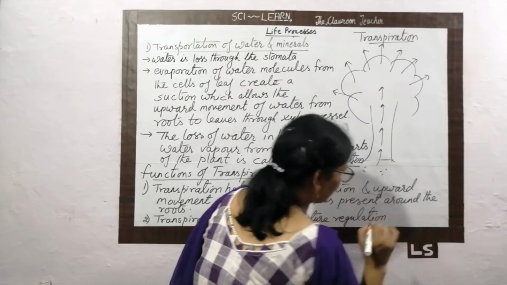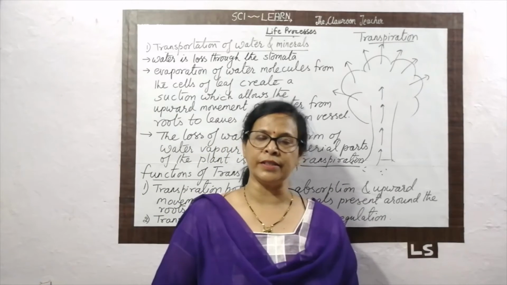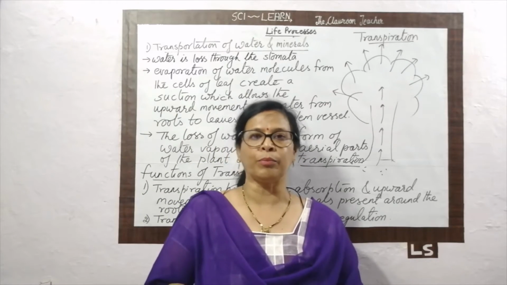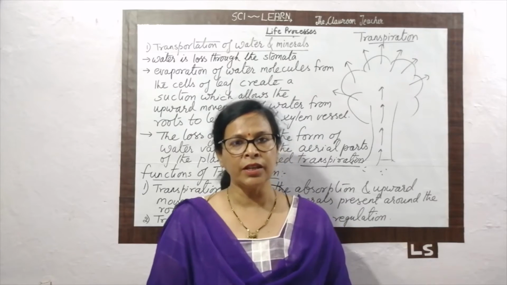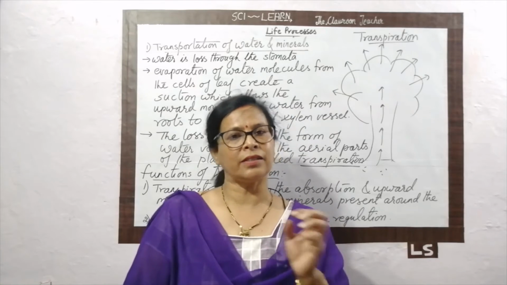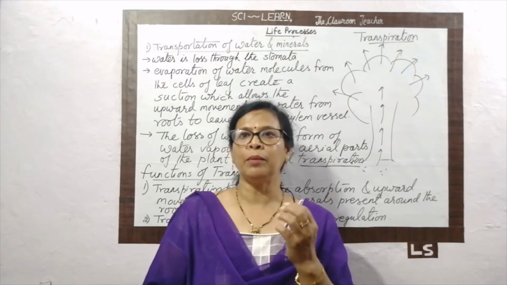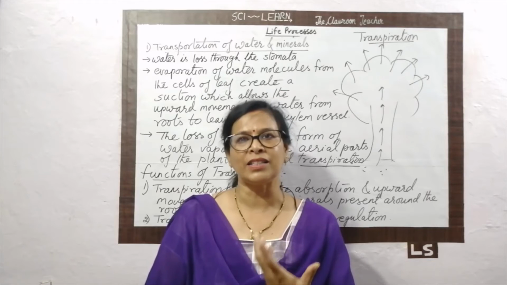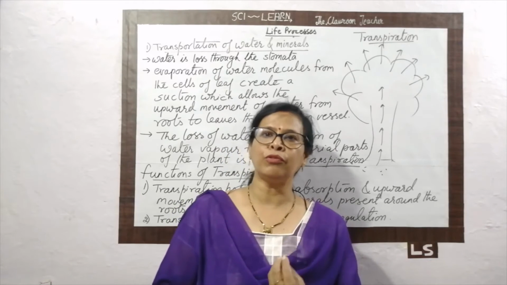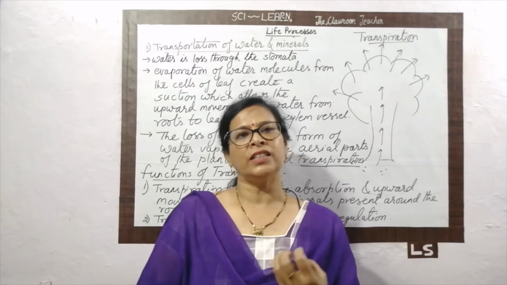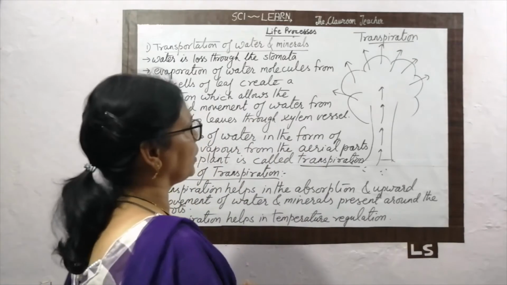What is transpiration? Transpiration is the process of loss of water in the form of water vapor from the aerial part of the plant. Or it is the process by which the water and minerals are circulated in the plant. It creates a pulling force, and that pulling force is called the transpiration pull. What is transpiration pull? It is the suction force generated because of transpiration.